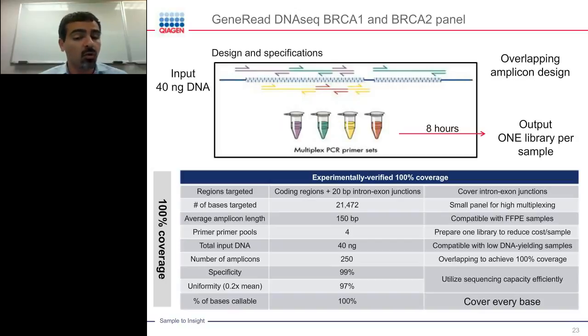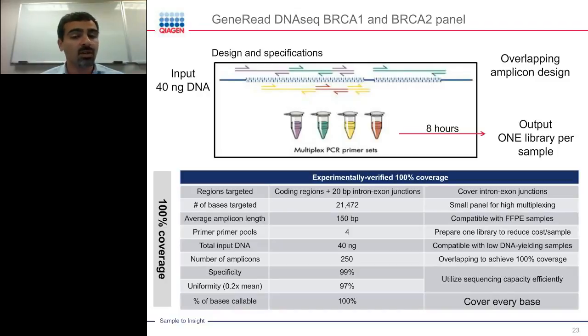So it's still a fairly small panel that gives you the power of high multiplexing. If you want to run many more samples on an NGS run, you can easily do so because the targeted region and the number of amplicons is small. It has a high degree of specificity and uniformity. We're seeing 99% specificity, which means that 99% of the amplicons that are generated are specific to the targeted regions that we wanted to target, which is basically BRCA1 and BRCA2. Uniformity is very high, so it allows you to make better use of your sequencing capacity. You're not wasting a whole lot of sequencing capacity on unwanted or non-uniform regions. And the percent of bases called is 100%.